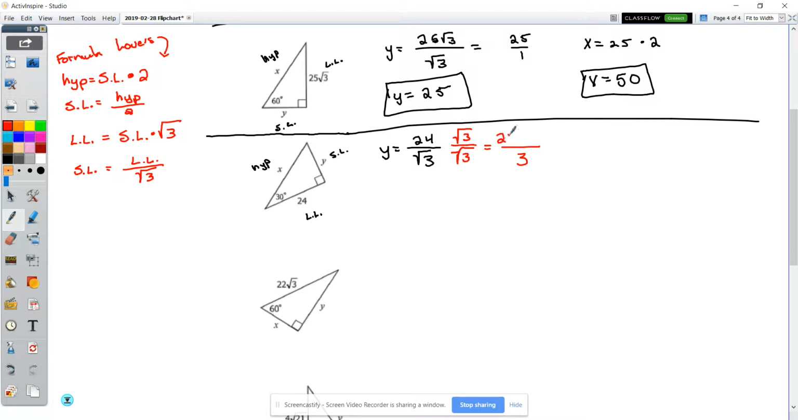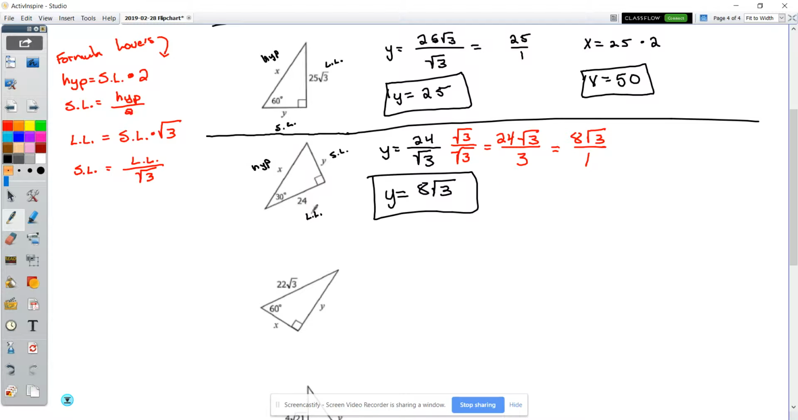The numerator, we get 24 times the square root of 3. I can do one more step of simplifying here because this 3 and this 24 can both be divided by 3. So I end up with 8 times the square root of 3 over 1, which means I can write my final answer here. Y equals 8 times the square root of 3. So there is my short leg.